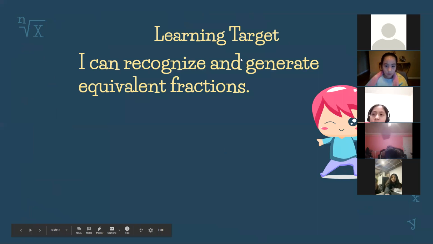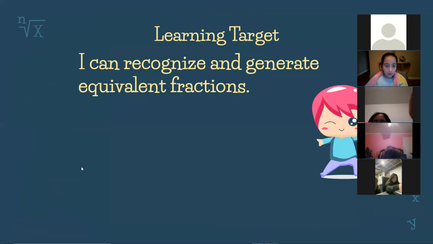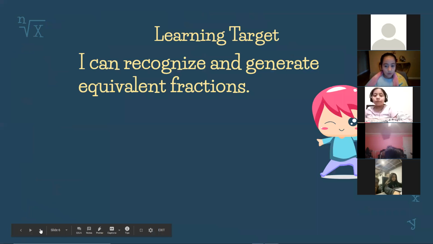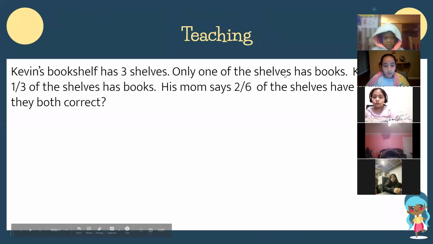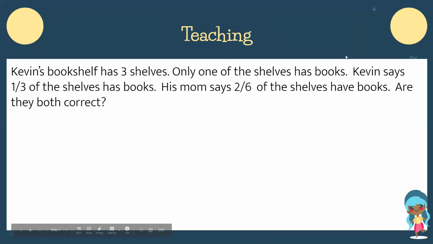All right, our learning target for today is that we can start to recognize and generate, which also means to create, equivalent fractions. So we can draw models to show 2 fractions that are equivalent, okay? So I do, you watch. Kevin's bookshelf has 3 shelves. Only one of the shelves has books. Kevin says that 1/3 of the shelves has books. His mom says 2/6 of the shelves have books. Are they both correct?